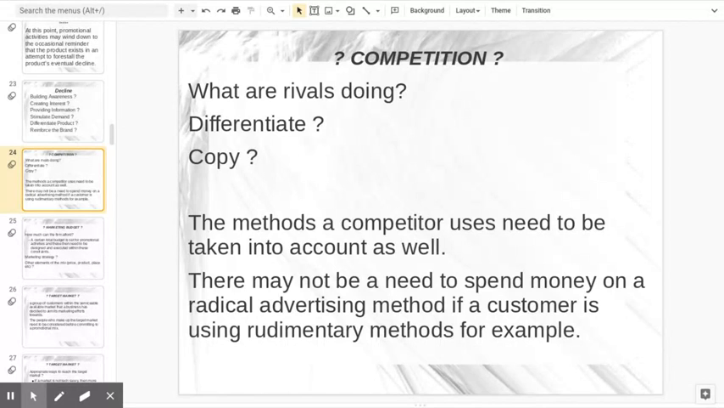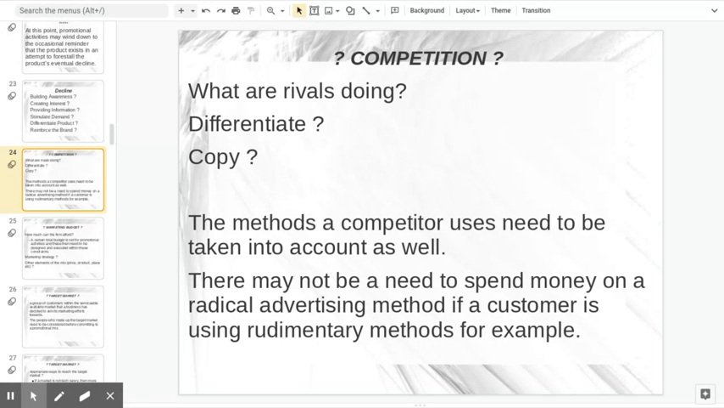So the methods a competitor uses need to be taken into account as well. There may not be a need to spend money on a radical advertising method if a customer is using rudimentary methods, for example. So we don't need to spend a whole bunch of money on this nice fancy advertising if that's not what the customer is looking for. So that's where we have to look at our competition. If they're being very successful and they're not spending a lot on their advertising, then why do we have to spend all this on ours if it's already being proven that it can be done for less?